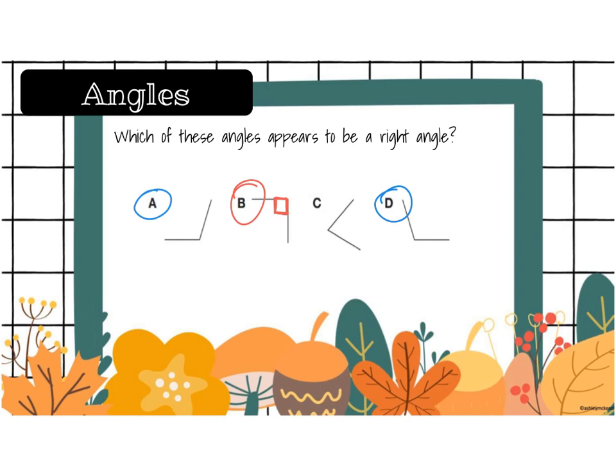And then the last one, write on your whiteboard. What type of angle is answer choice C? Show me. Good. Beautiful. Very good.